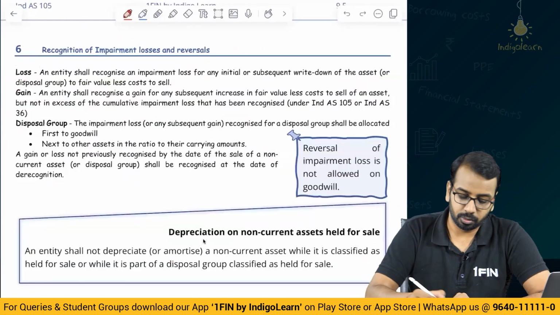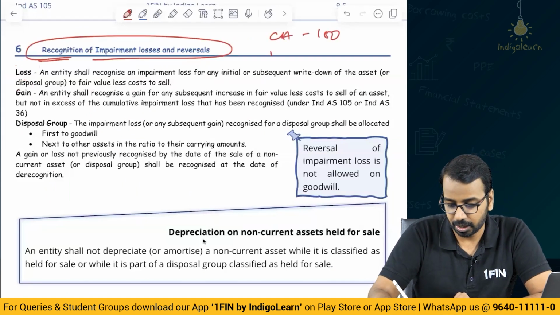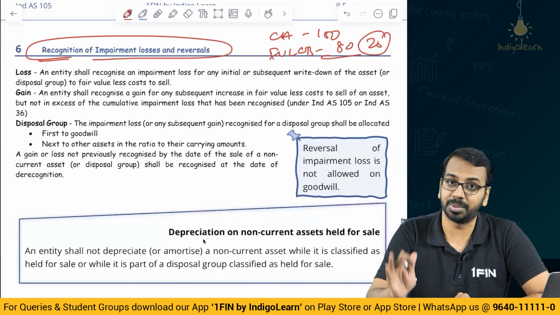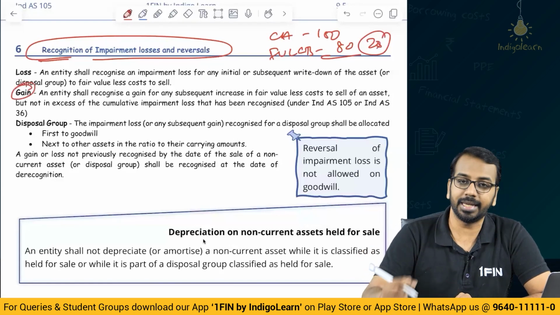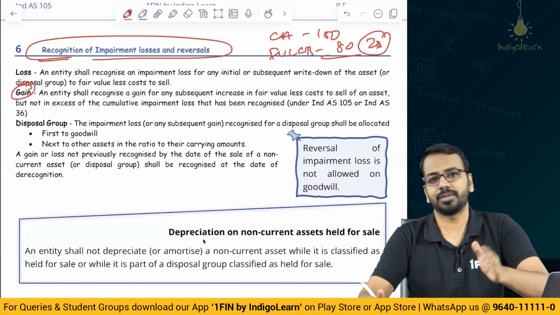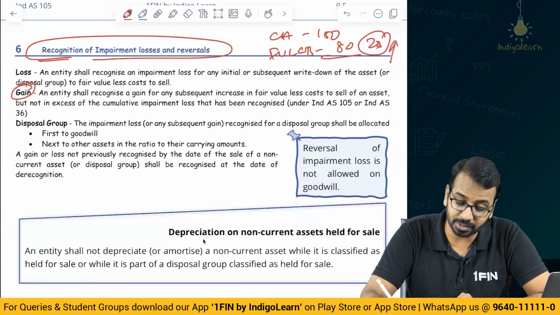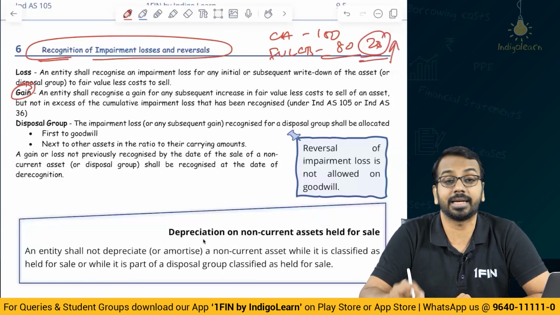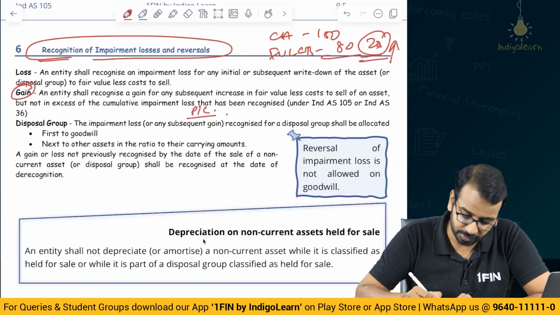Now, recognition of impairment losses and reversal. First, if the carrying amount is let us say 100, fair value less cost to sell is let us say 80, then there is a loss of 20. This 20 will be treated as an impairment loss and it will be recognized in the P&L. Now, subsequently, if there is a gain, if there is a reversal that is happening, then to the extent of that 20 what you have charged earlier, or if there has been impairment reversal according to IndAS 36, as per that standard, whatever has been the reversal in value, to the extent of previously recognized impairment loss, you can say that yes, to that extent you can recognize the gain. Okay, where will you recognize the gain? That gain will be recognized in P&L.